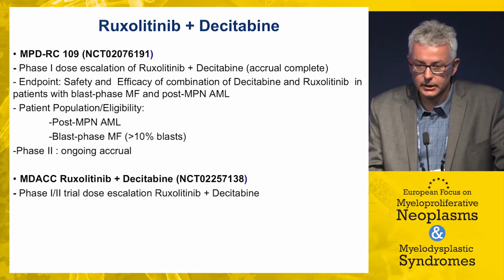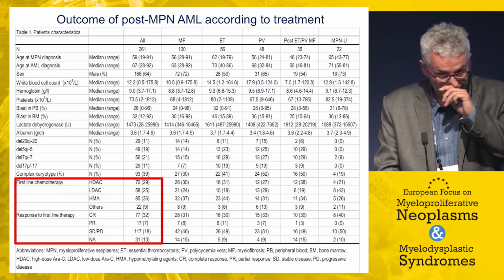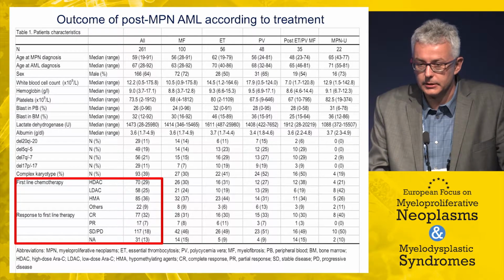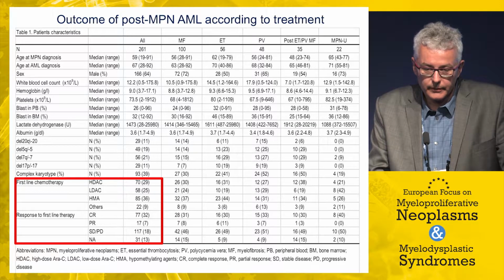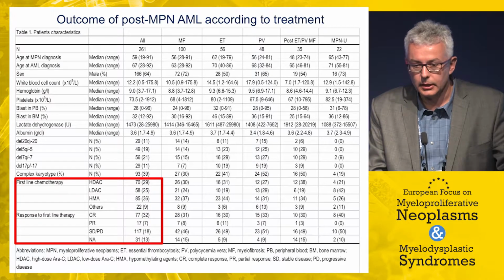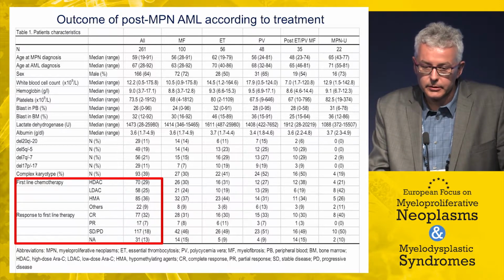Now the question is, what can you actually compare the therapies with hypomethylation agents to in historical experience with intensive chemotherapy? Perhaps this is a little bit harder to see. This is our own analysis of 261 patients with AML after MPN that were seen over the last 25 years at MD Anderson. And these are the types of therapies here.